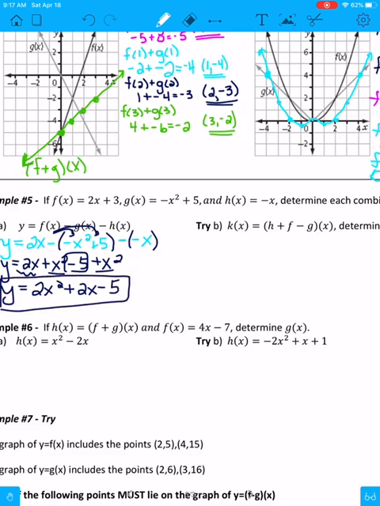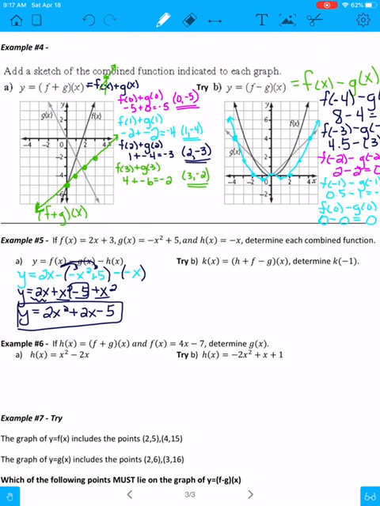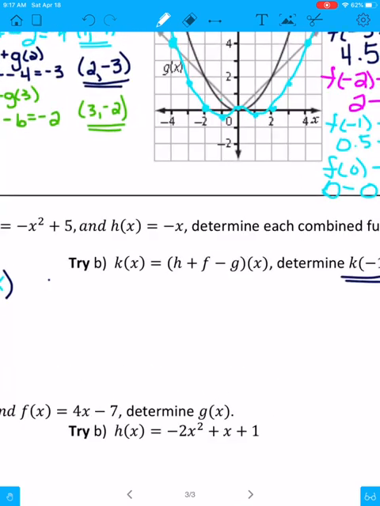All right, you're going to try B. So first off, you're going to find k of x equals h plus f minus g of x, and then you can plug in the negative 1. So we're going to do k of x. You can pause it and try it yourself. K of x equals h of x plus f of x minus g of x.